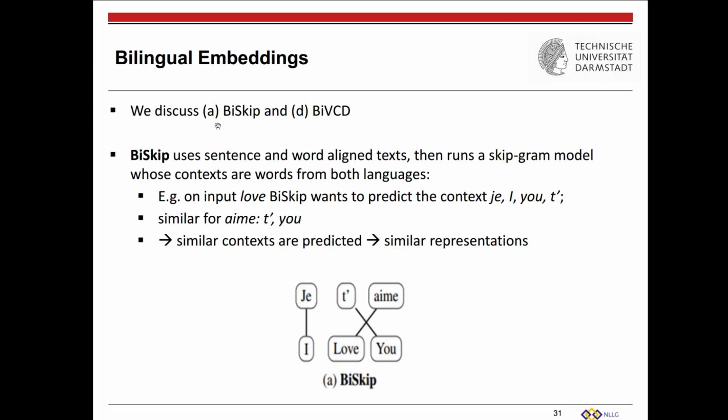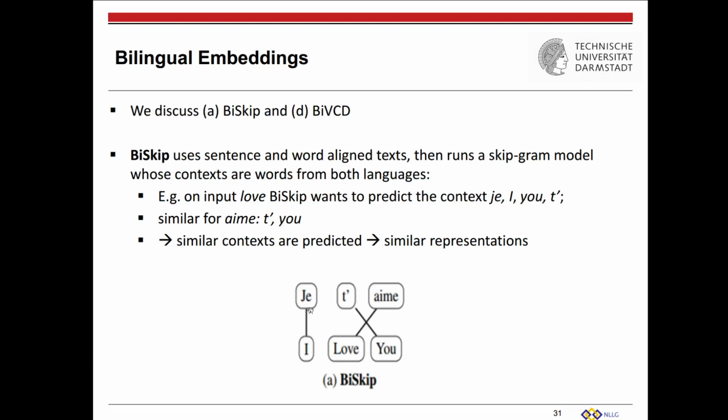So we're going to discuss briefly method number A and method number D. So the BiSkip approach, method number A, uses sentence and word-aligned text, then runs a skipgram model whose contexts are words from both languages. So if the input love comes in, if we were in a monolingual context, we would usually predict the 2 neighbors, one neighbor to the left, one neighbor to the right. So we would predict I and you, right?